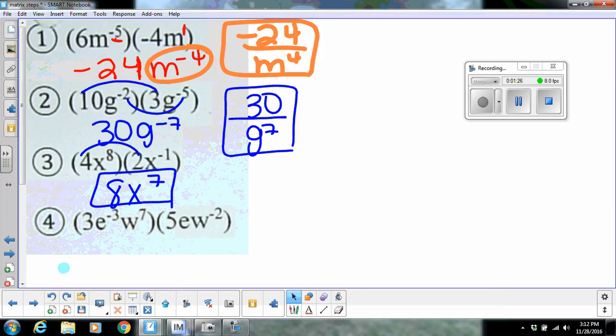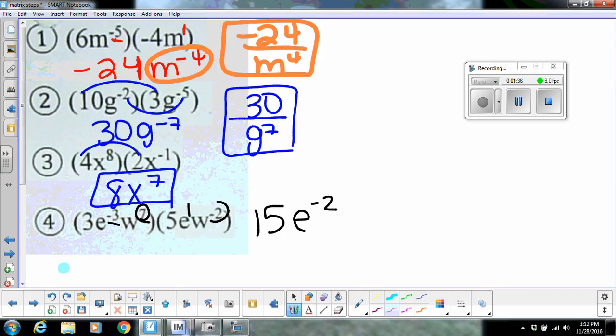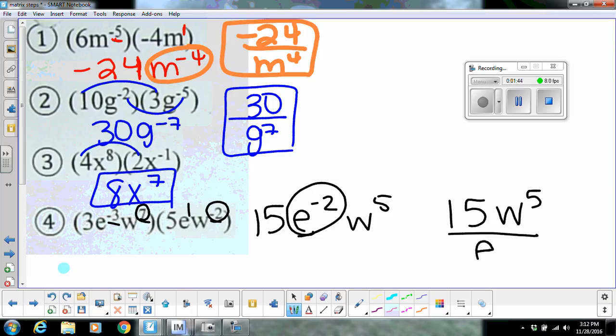All right, and number 4, I'm going to do the same thing. Okay, I'm going to multiply my big number, so that's going to give me 15. Add my exponents, negative 3 plus 1 is negative 2, and 7 plus negative 2 is 5. So the only thing that needs to be moved is that e to the negative 2, making this our answer, 15w to the 5th over e squared.